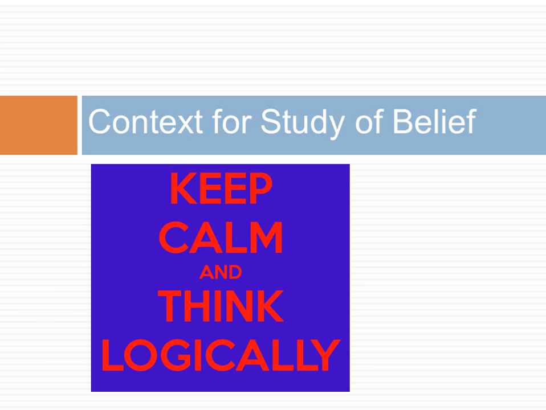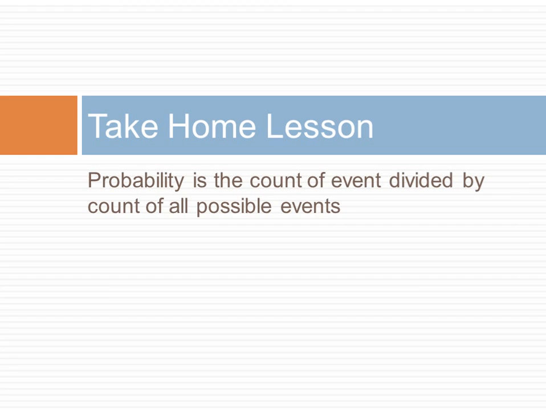Probabilities, whether counted from events or asked from experts, provide a context to study beliefs. Rules of probability provide a systematic and orderly method of calculating probability of several events from probability of an individual event. The take-home lesson for this lecture has been that one definition of probability is the count of the event of interest divided by count of all possible events.